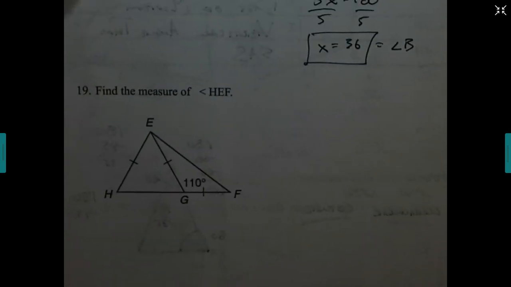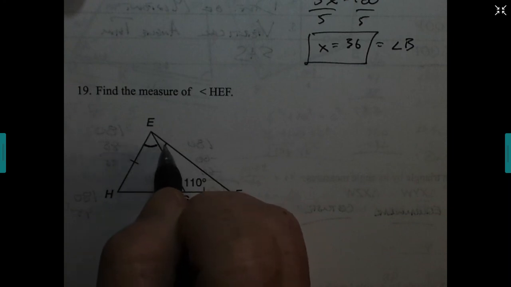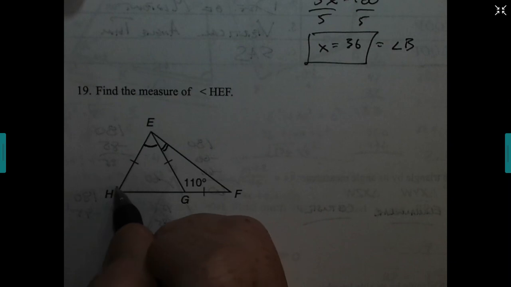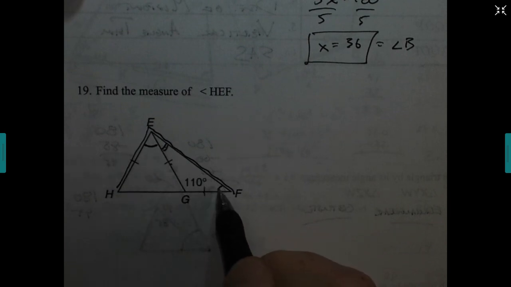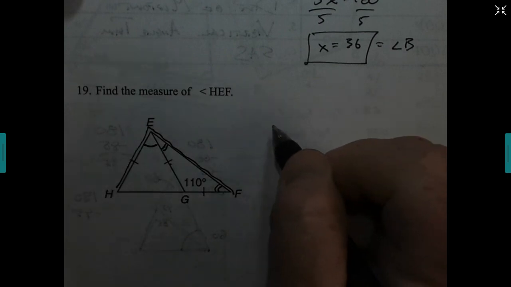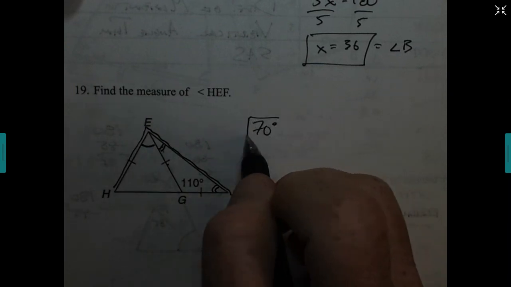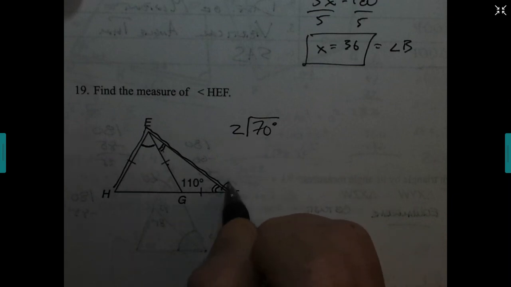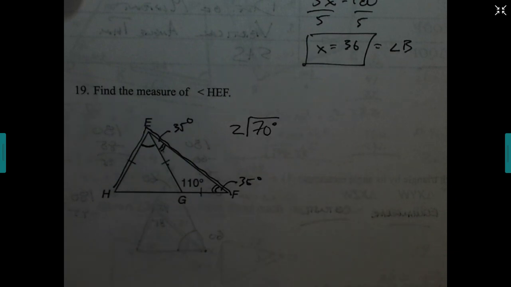Last problem. Find the measure of angle H. We got to find HEF, which means I got to find that angle and this one and put it together because HEF is the big angle up there. So let's start doing this. I've got an isosceles triangle, which means that angle's got to be the same as this one. 180 minus 110 is 70 degrees. That means these 2 angles have to total up to 70. Since they're the same, cut them in half. This angle's got to be 35 degrees. This angle's going to be 35 degrees.